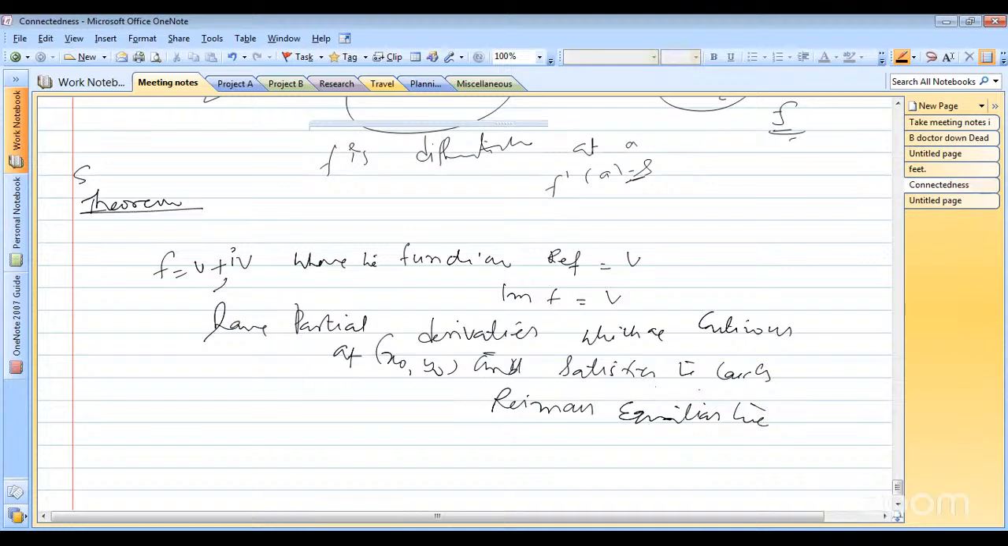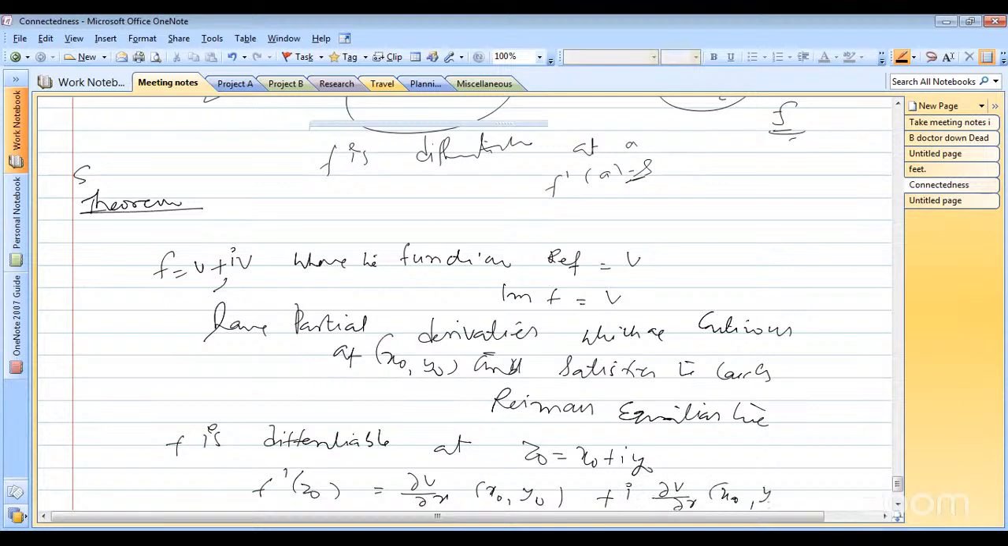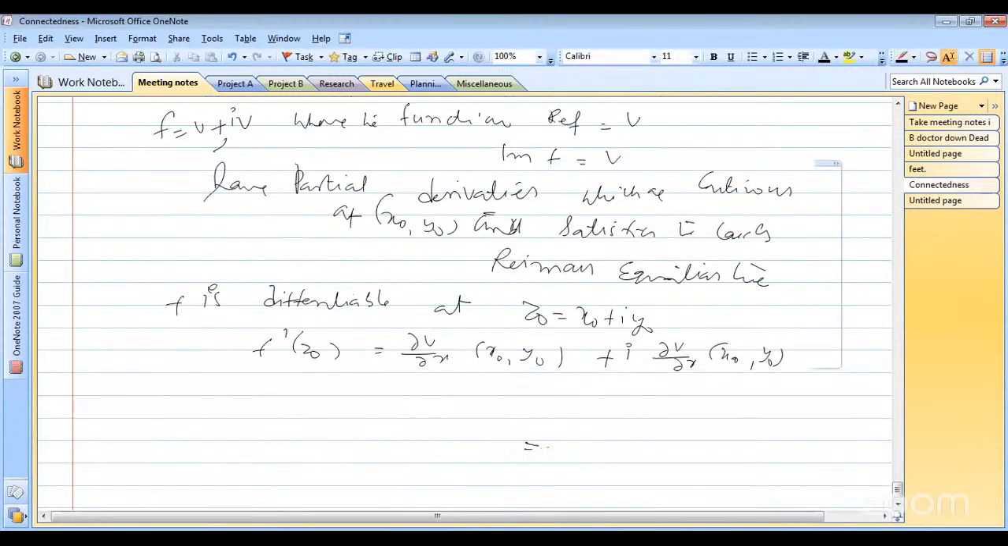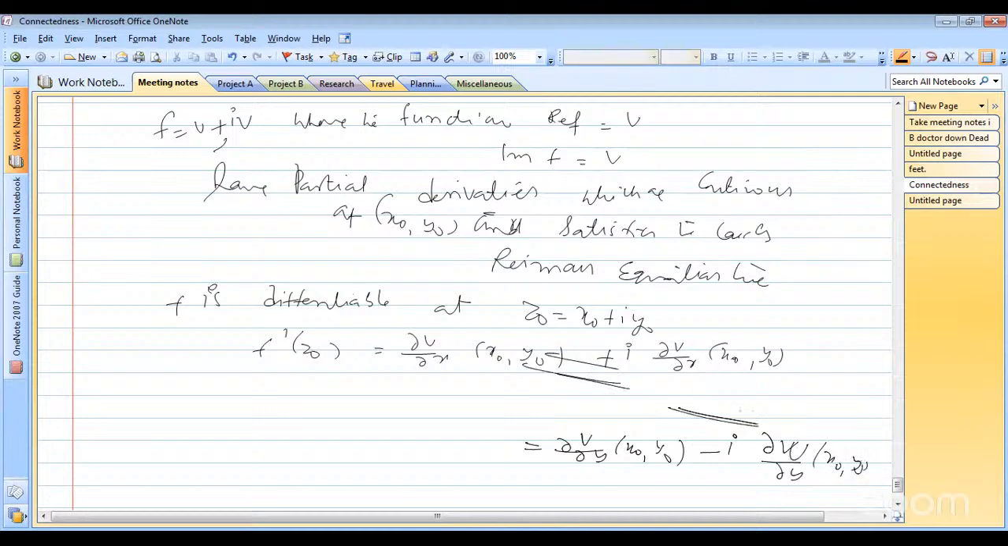What is the equivalent? Then f is differentiable at z0 = x0 + i y0. So the derivative f'(z0) is equal to ∂u/∂x(x0, y0) + i ∂v/∂x(x0, y0), and also ∂v/∂y(x0, y0) − i ∂u/∂y(x0, y0). Here ∂u/∂x and ∂v/∂y are both positive, while the sign on the other terms is negative, as per the Cauchy-Riemann equations.